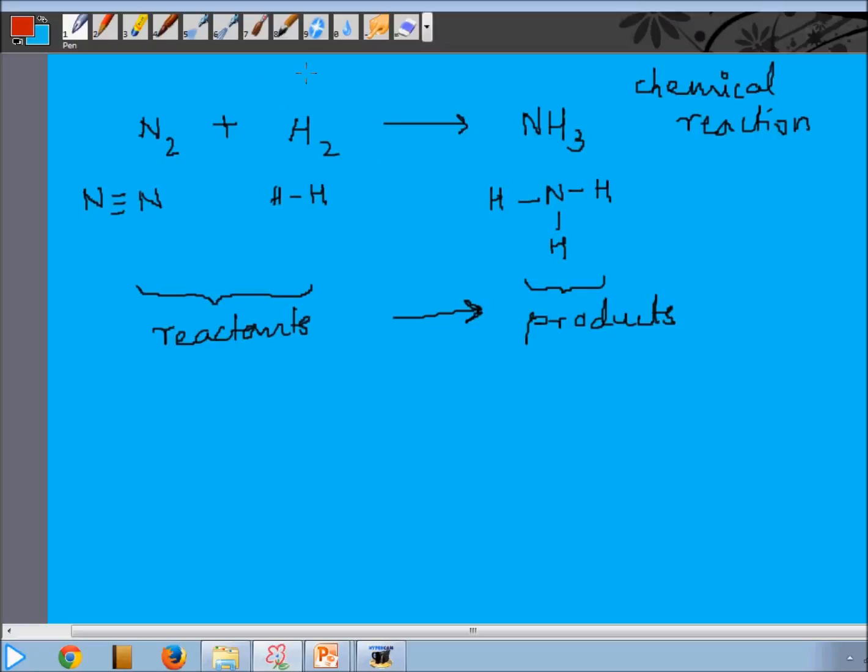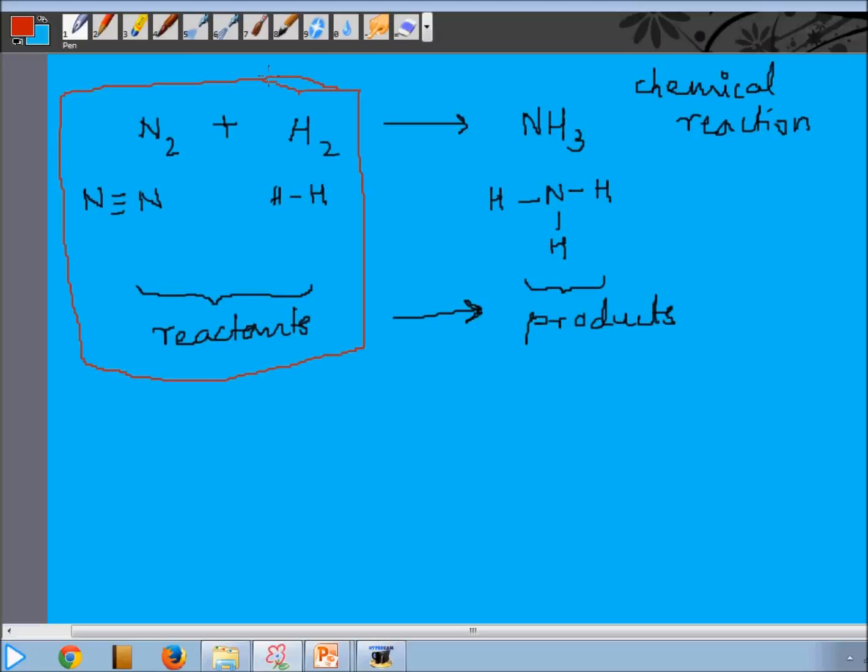So initially my container contains only N2 and H2. There is no ammonia in my container. N2 and H2 are not directly going to combine with each other. The reaction doesn't occur spontaneously all the time.